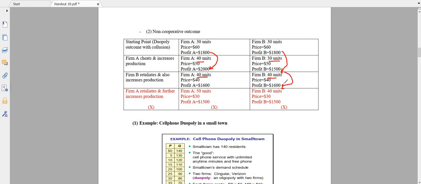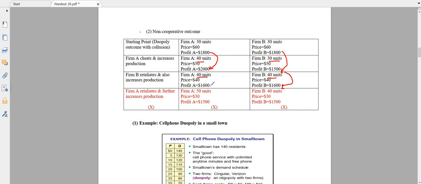So firm B will definitely take this step in order to better its position. Previously it was making a profit equal to $1,500. By increasing its production, it can actually increase its profit to $1,600. As a result, you can see firm A's profit falls to $1,600.